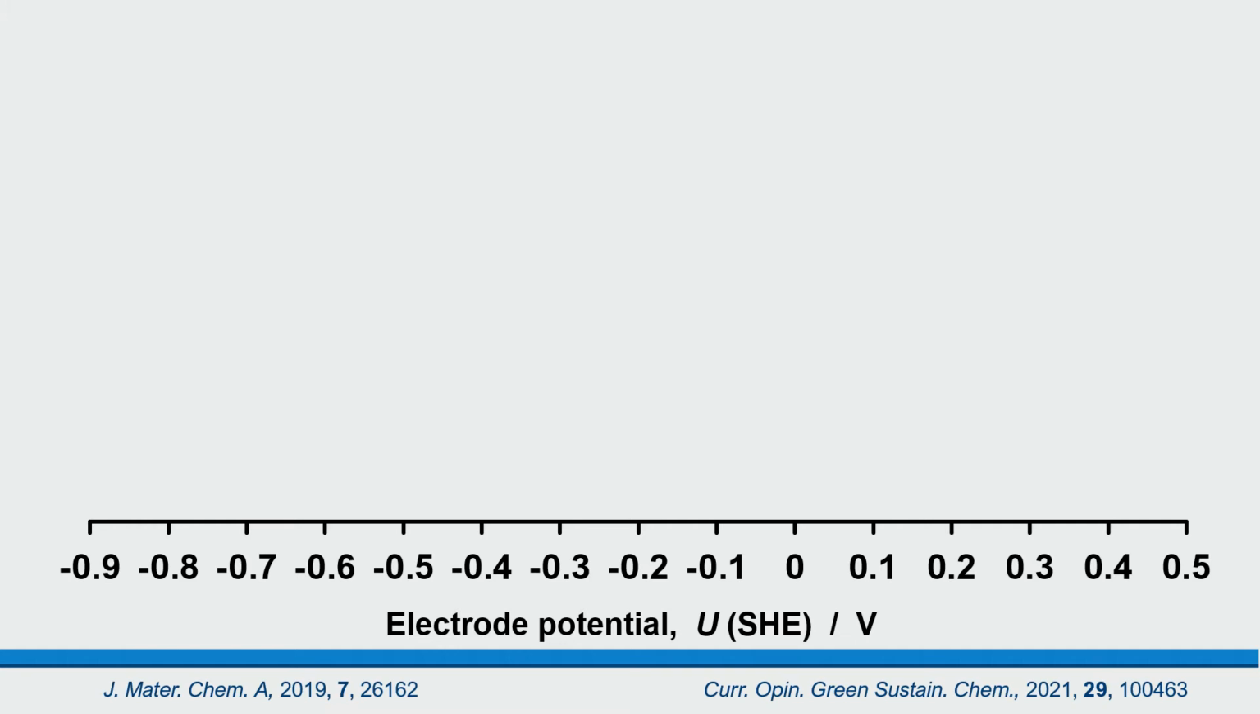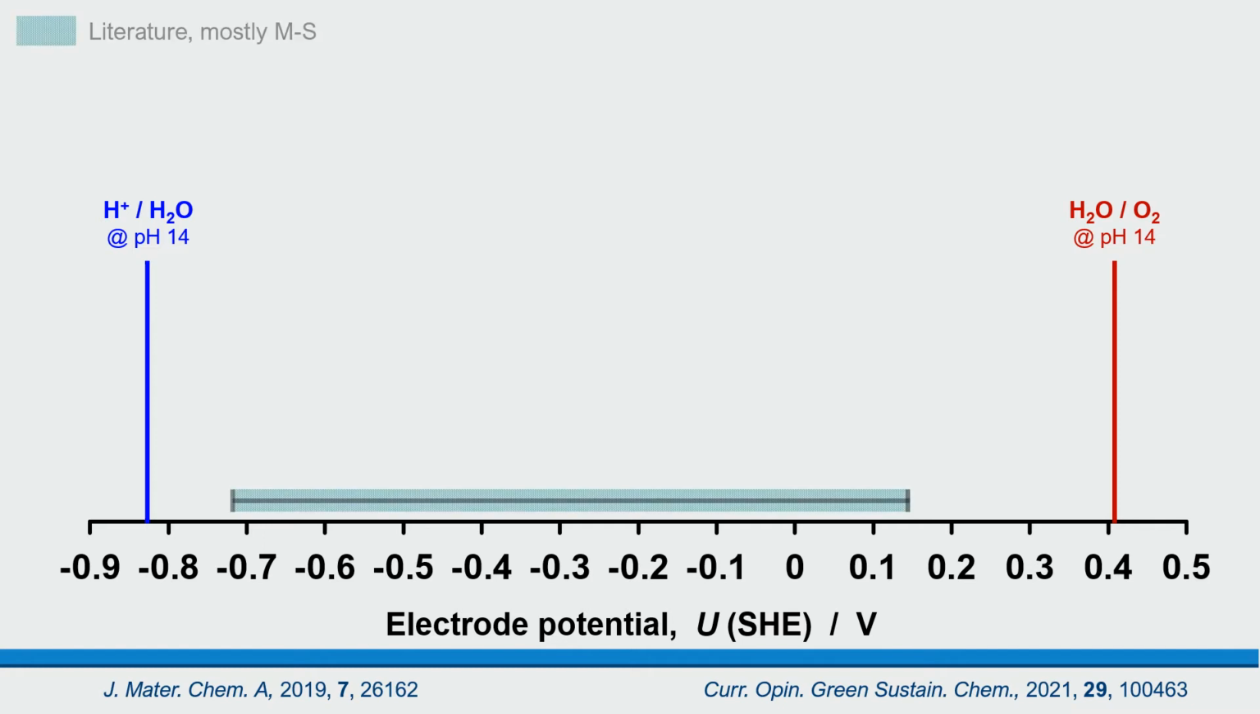And we can show this here on the electrode potential scale. So let's draw an envelope of the water splitting potential of 1.23 volts. So the reversible potentials are here for water oxidation and water reduction at pH 14. And so where is the flat band potential of hematite? Now, if we collect a wide range of literature values, which have mostly been obtained from Schottky plots, we get a spread of over 0.8 volts.